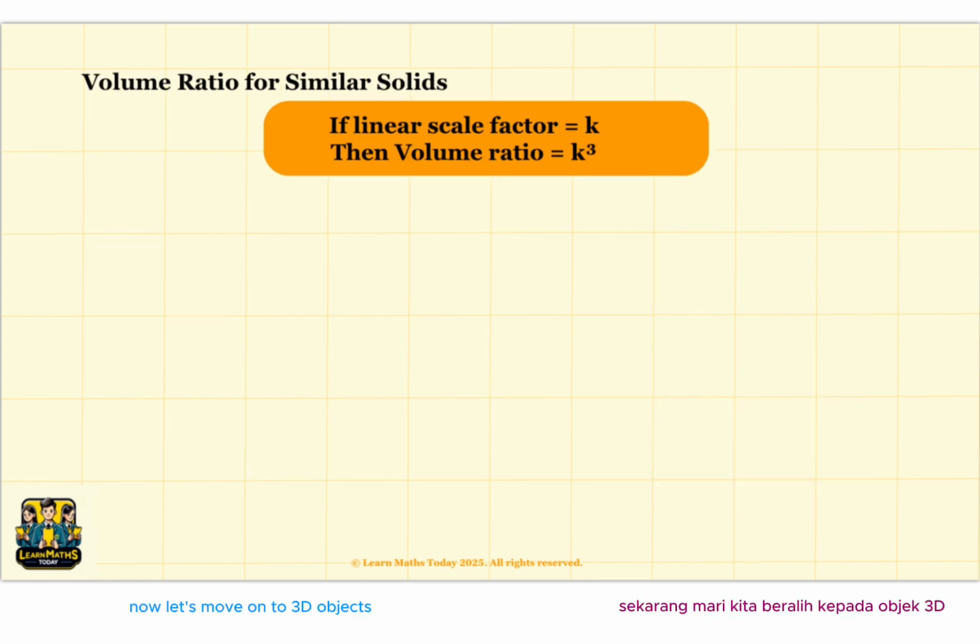Now let's move on to 3D objects, from similar figures to similar solids. Here, the mathematics gets even more complex. If the linear scale factor equals k, then the volume ratio equals k cubed. That means k multiplied by k multiplied by k. Why k cubed?